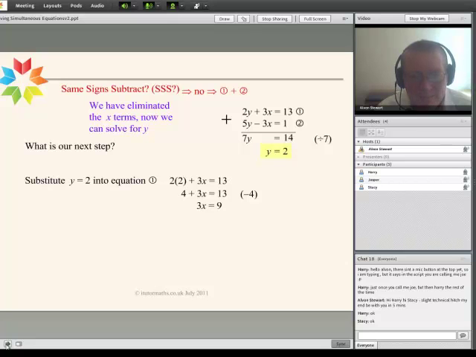Oh, sorry. Divide everything by 3. Well done. That's great. So divide x by 3 and divide 9 by 3. That's great. Well done. And so we get the answer x equals 3 and y equals 2.